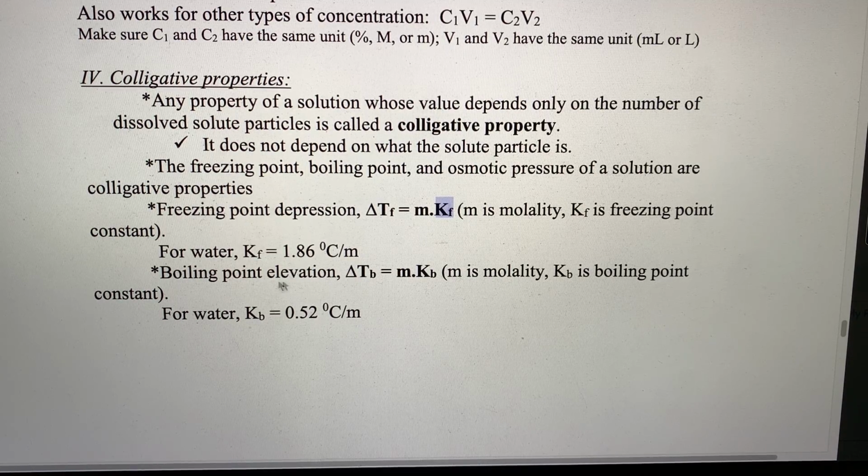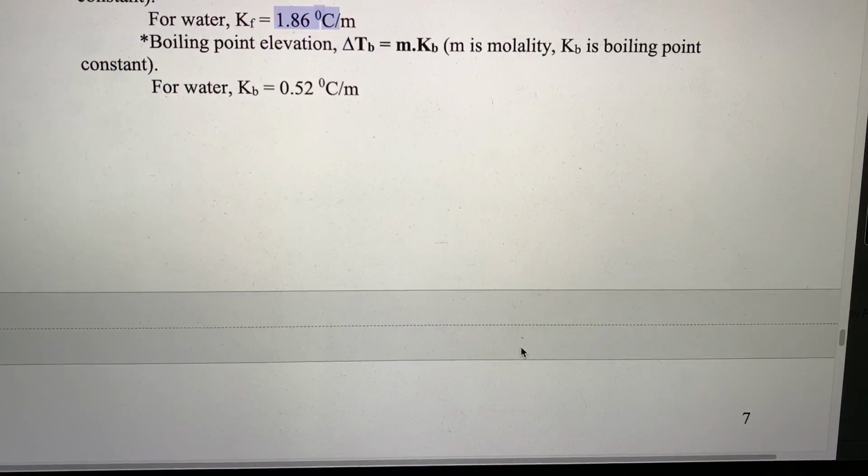Now, on the other hand, your boiling point will be increased, and that's what we call boiling point elevation, it goes up. And delta T, how much up? It will be m multiplied by Kb, which for water is 0.5. So it's not much per molal. It's not much, so it decreases more than it increases. All right, so that's called colligative property, and it also affects the osmotic pressure as well.